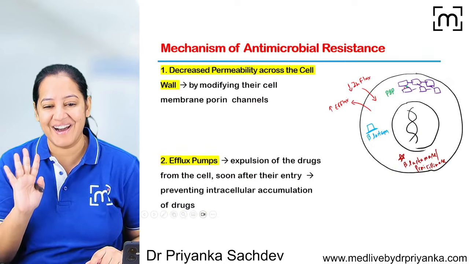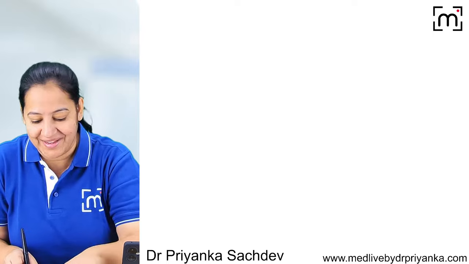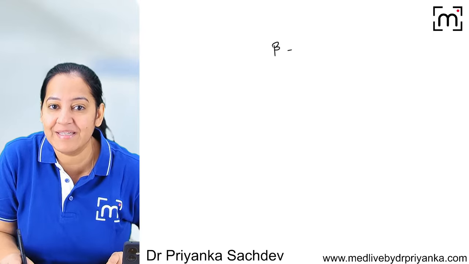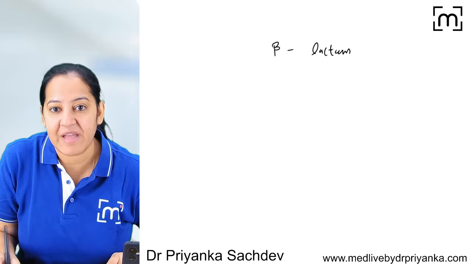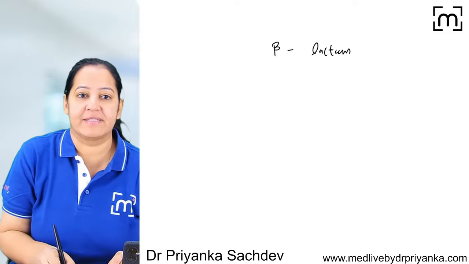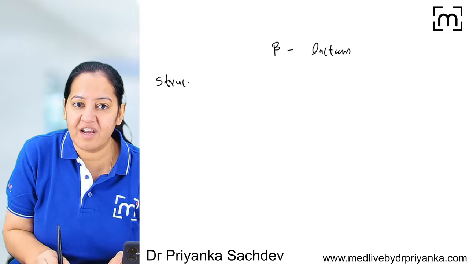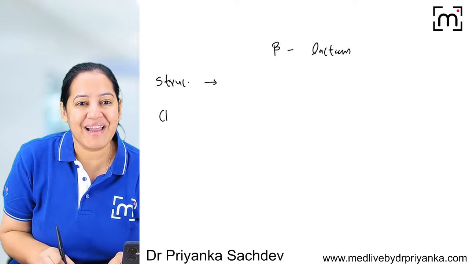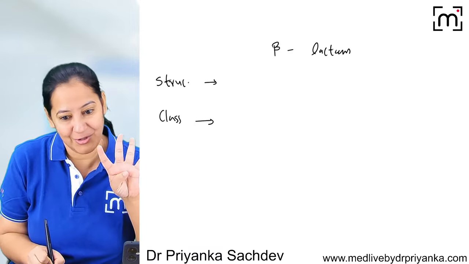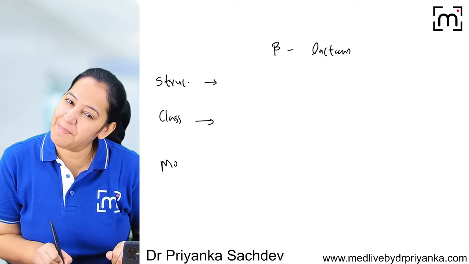So what I taught you till now, I have started a chapter today in pharmacology. I started with beta-lactam antibiotics. I taught you three things. Number one, what is the structure? Why beta-lactams are known as beta-lactams? I taught you the classification. It contains four drugs. You should know the name of the four drugs. And I taught you the mechanism of action.